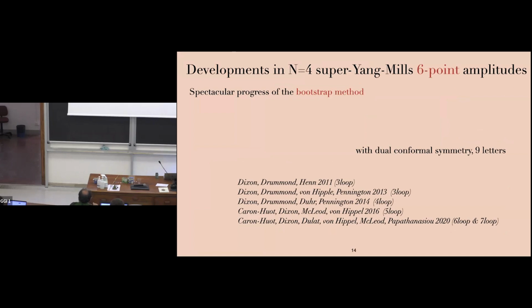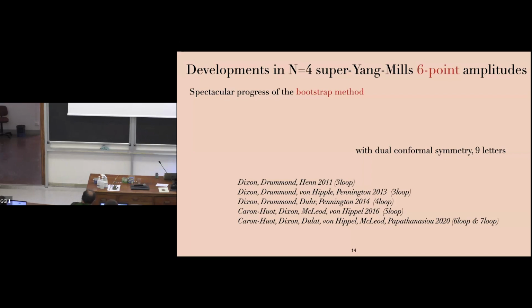I have to say one thing: there is very spectacular progress by the bootstrap method for N=4 super Yang-Mills 6-point amplitude. I list many classical papers. People already did it for very high loop. So why are we still calculating this kind of 2-loop? People already did 6-loop, 7-loop. Because that's a different kind of computation.